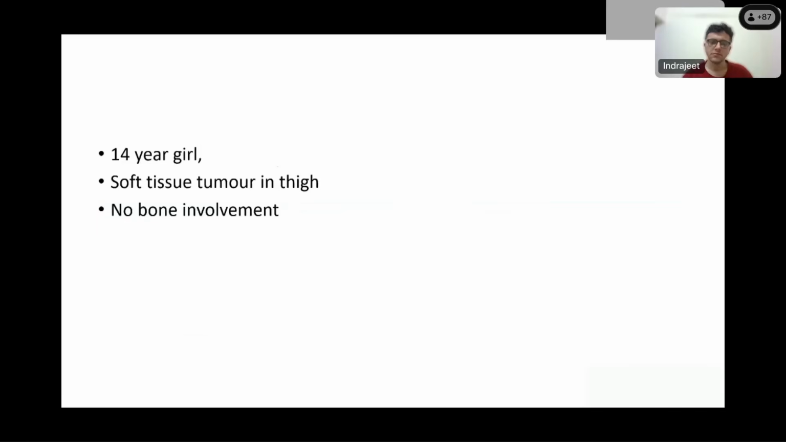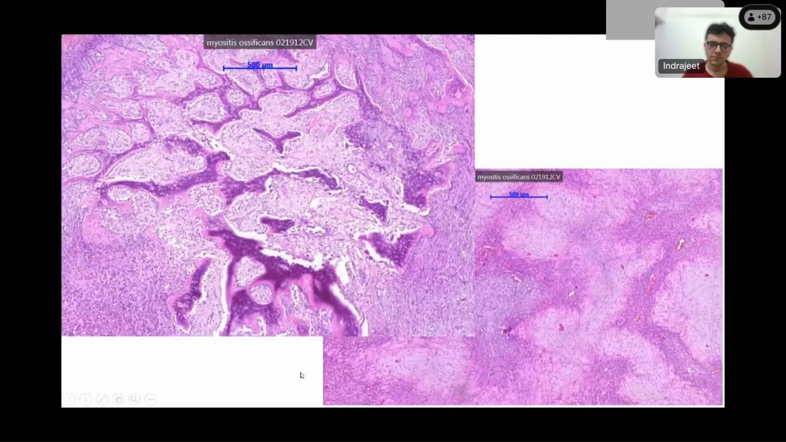This is a 14-year-old girl with a soft tissue tumor in the thigh, and there is no bone involvement. And this is how the lesion looked. What can you see here, Pradhan? Can you describe this? There is no bone involvement. This is a soft tissue lesion.